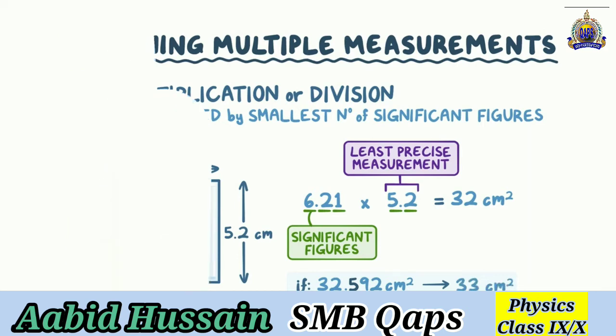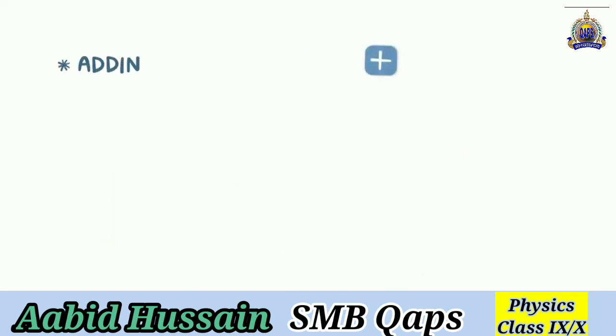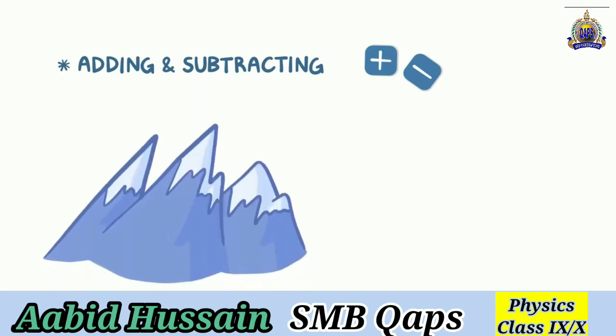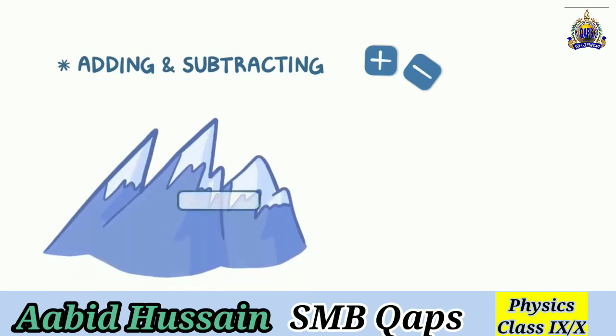5.2. These are the 2 numbers. So we will reduce them to 2 numbers. Okay. So we will get the whole number from the 2 numbers which were in front of you. That was the multiplication. Now here we have adding and subtraction.